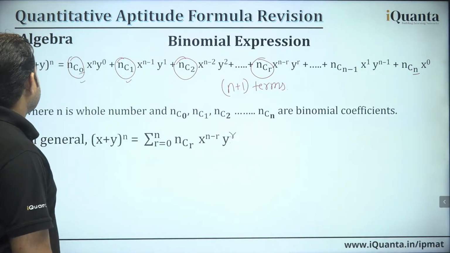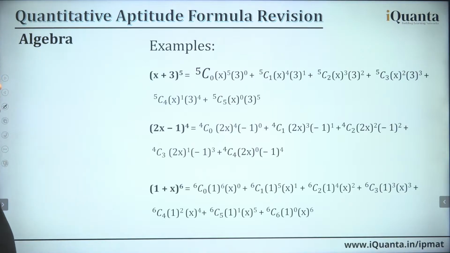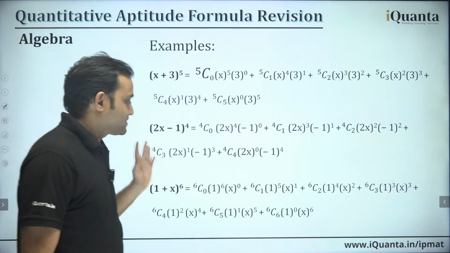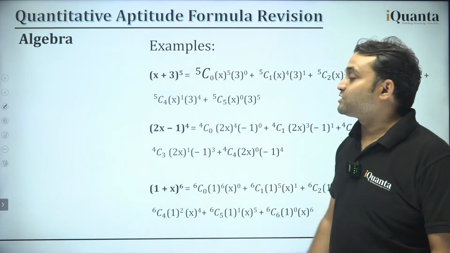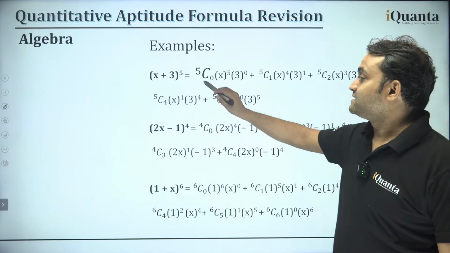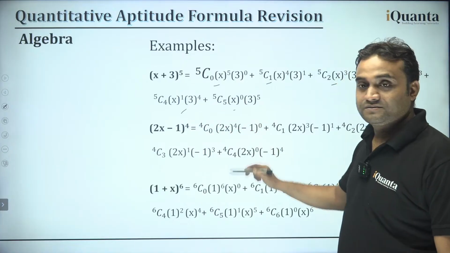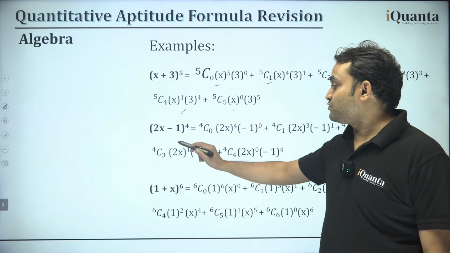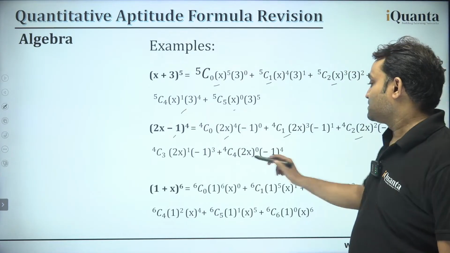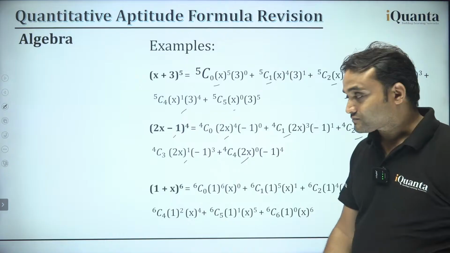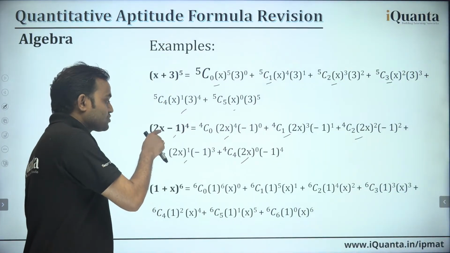Now moving to the next part, which says some examples. Instead of x and y, we are taking some examples. x plus 3 to the power 5. Now if you expand this, there will be 6 terms, 1, 2, 3, 4, 5 and 6. Now if you take 2x minus 1 to the power 4, there will be 5 terms, 1, 2, 3, 4, 5. Now you can see here 2 is the coefficient of x.